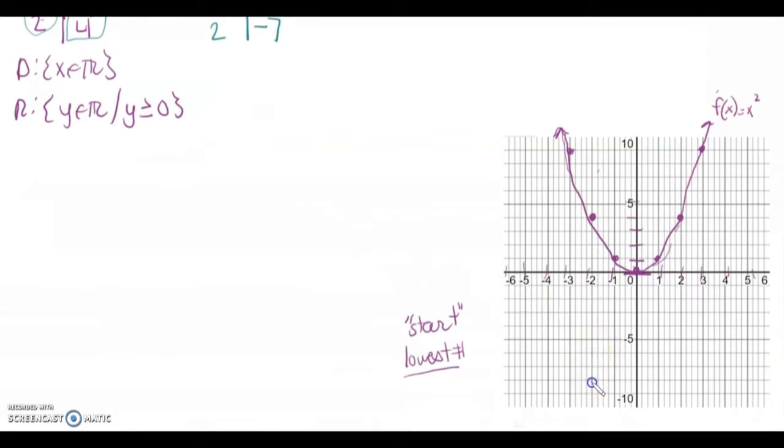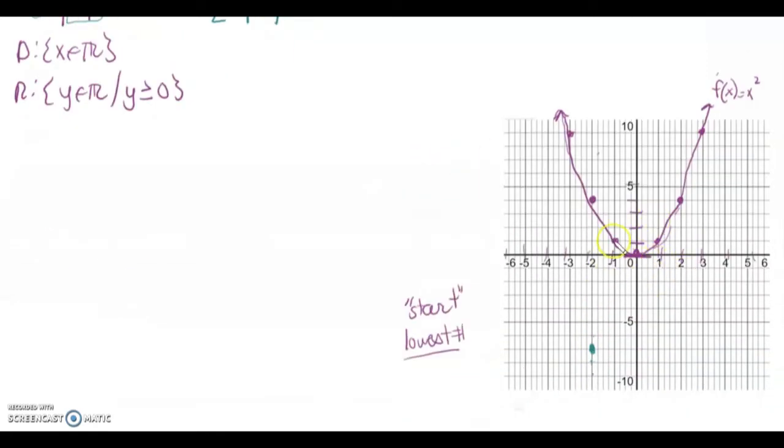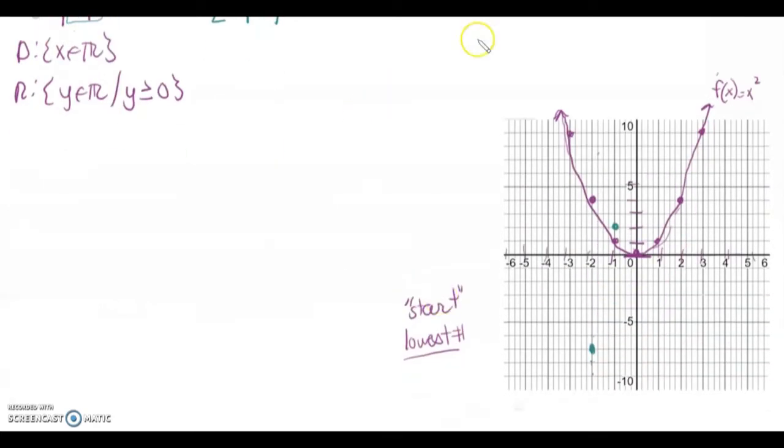5, 6, 7. It's going to be around here. Negative 1 comma 2. 1, 2, 3, 4, 5, 6, 7, 8, 9. Oh, that's going to be, yeah, that's good. 0, 5. Okay, 1's going to be 2 because this is going to be symmetric.